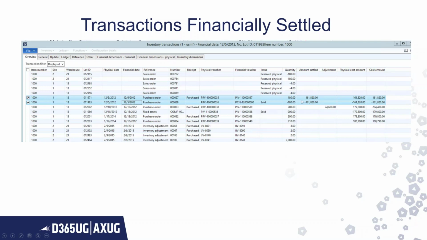Keep in mind, the amount settled does not have to be the total amount on any individual transaction. In other words, I could have a purchase order for 200. I could have done the vendor invoice for 200, and I could have sold 100 of those, which means I would have settled against 100. Okay?